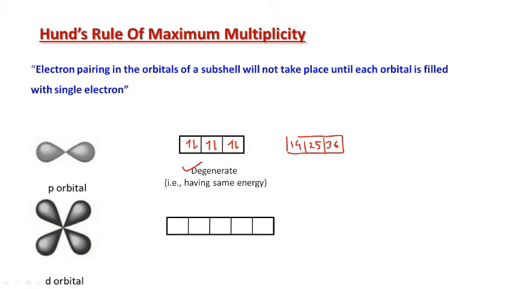For filling of electrons in the d orbital, the first electron will go to the first orbital, the second to the second orbital, the third to the third orbital, the fourth to the fourth orbital and then the fifth. Once all these orbitals are singly occupied, only after that will pairing of electrons take place. So the sixth electron will go to the first orbital, similarly the 7th, 8th, 9th and 10th. In this way we will fill the electrons.